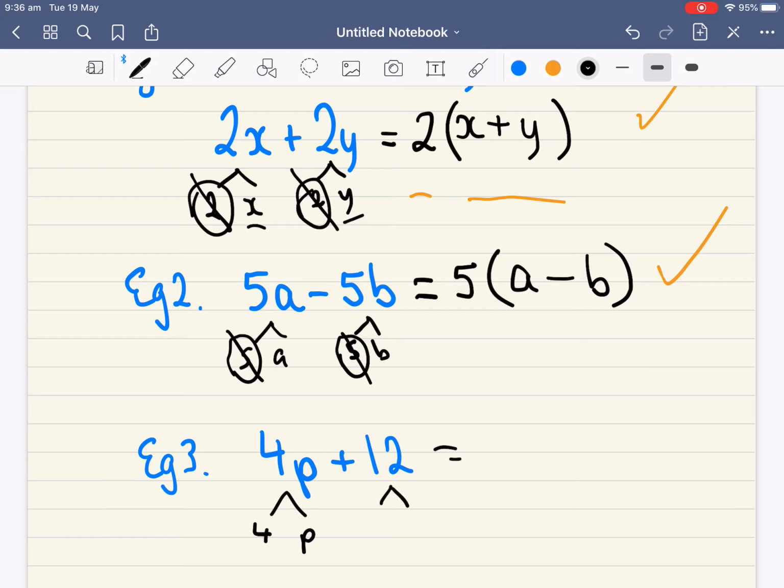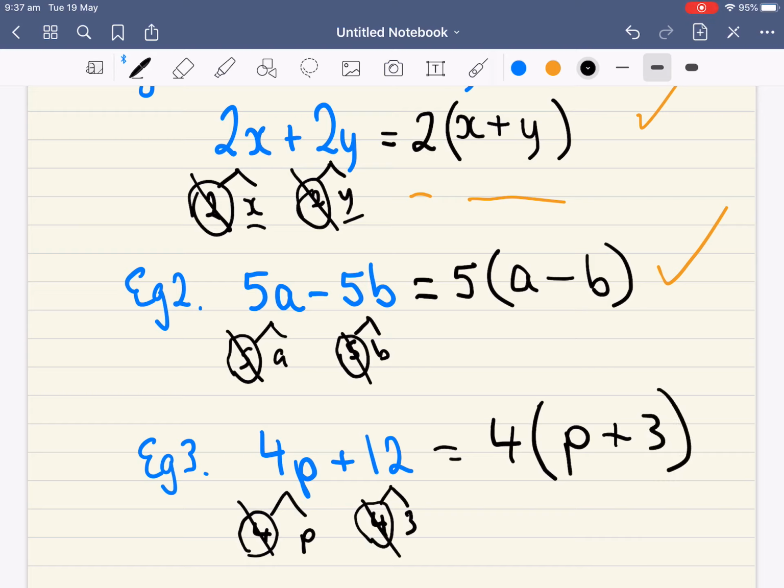12, can we get the number 4 in? Yes, we can. 12 is actually the same as 4 times 3. So what we've done is we've rewritten both terms into their factors, 4 and p and 4 and 3. And of course, just like we did with the previous 2 examples, we're going to take that common factor, which is 4, out the front. And we're left with a p from the first term, a plus in the middle, and from the second term, that 4's been taken out, and we're left with a 3. And that would be your answer to that final example.